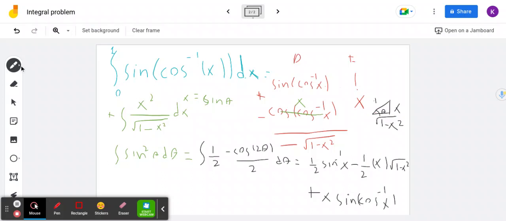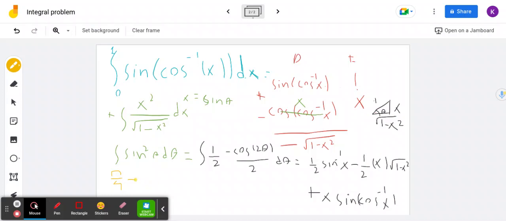And now you have to plug in the numbers. So when we plug in 1, inverse sine of 1 is pi over 2, so we have actually pi over 4. And then 1/2 times 1 times the square root of 0 is 0. And then plus the inverse cosine of 1. We know that inverse cosine is defined in quadrants 1 and 2, so inverse cosine of 1 is just 0. So sine of 0 is 0. So all of these become pi over 4.